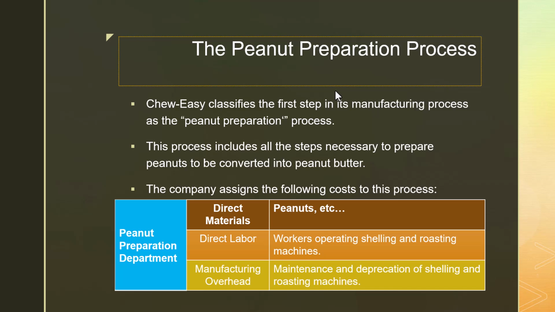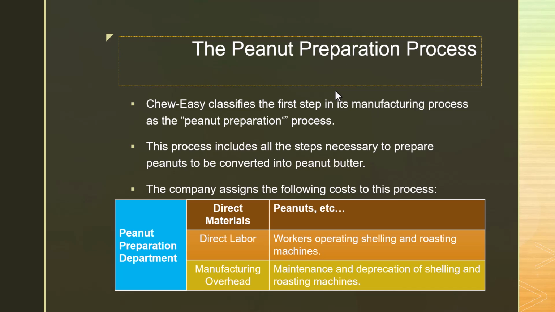For Chewy's first phase of production, they are going to prepare peanuts to be made into peanut butter. So they're getting a bunch of raw, natural peanuts that come in. What do they have to do to get those ready to be made into peanut butter? Well, they've got to get the shells off, they've got to get the husks off, they have to roast them, and if need be, they can add some other things to them, salt, etc.